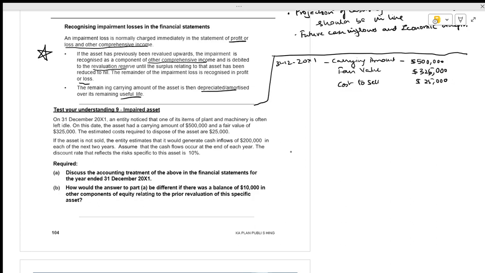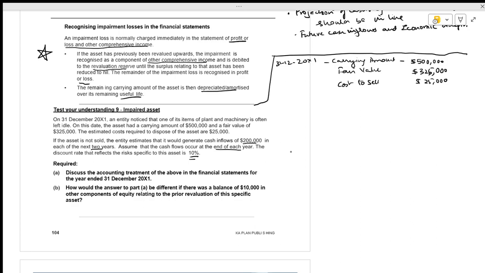Is that right? Cost to sell is how much? 25,000. If the asset is not sold, the entity estimates that it will generate cash inflows of how much? 200,000 in the next 2 years. Assume that the cash flows occur at the end of each year. The discount rate is how much? The discount rate is 10%.